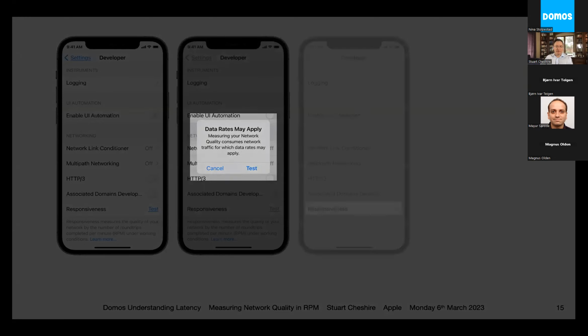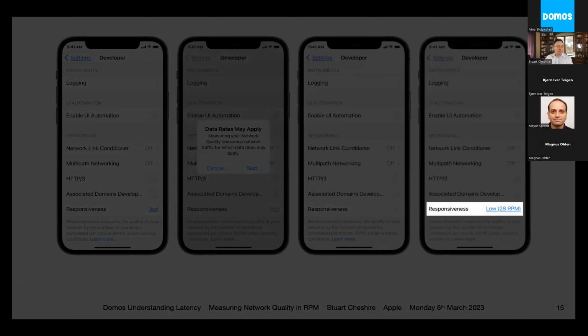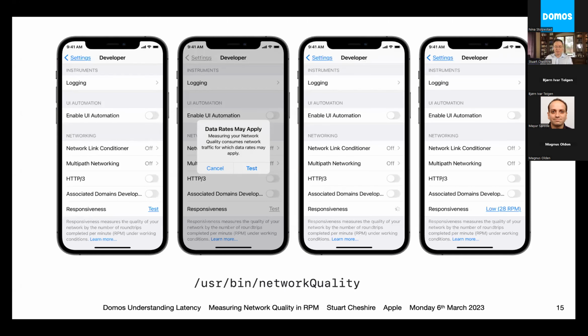It will give you a warning. It'll give you a little spinning indicator for about 10 seconds while it evaluates your network. And then it will report how good your network is. There's also a command line version you can run on desktop macOS that does the same thing.